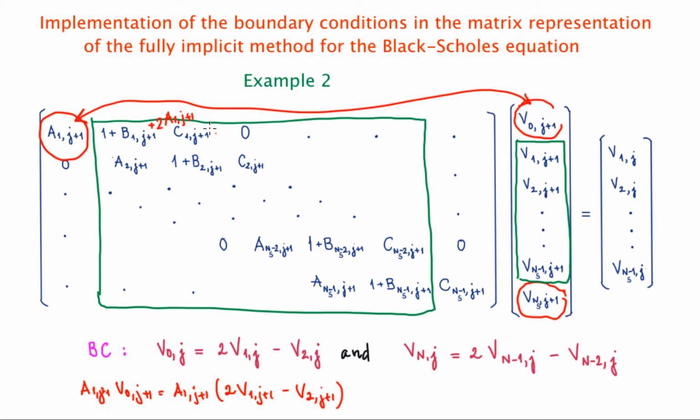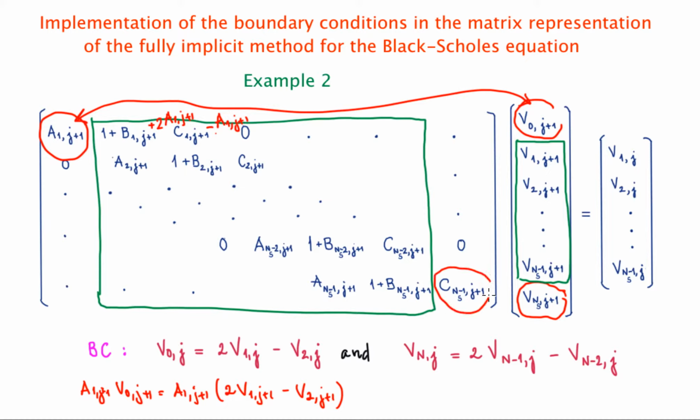And another contribution is coming from the one associated to the element V2, which is minus A1. So here we have to include another one, because this is the element that is going to be multiplying the V2 contribution. So we need to include the element which is minus A1 evaluated at time J plus 1. And we have to do the same with the one in the bottom, the last element in this matrix.